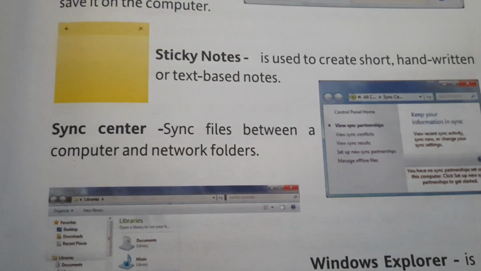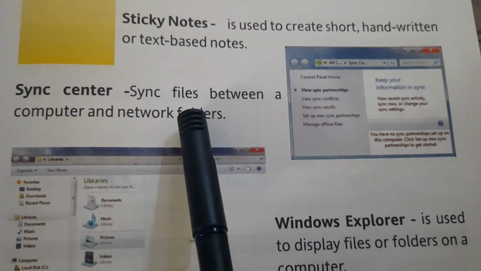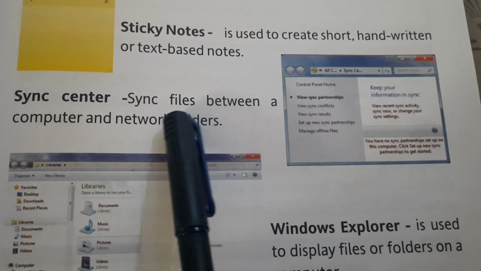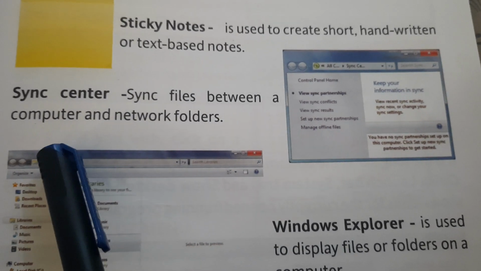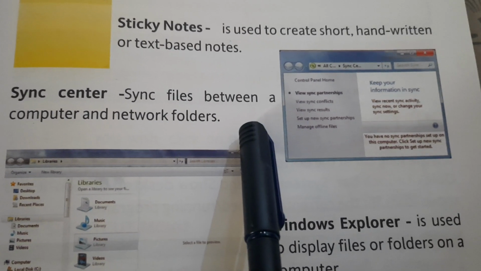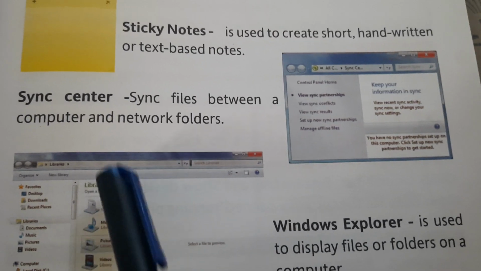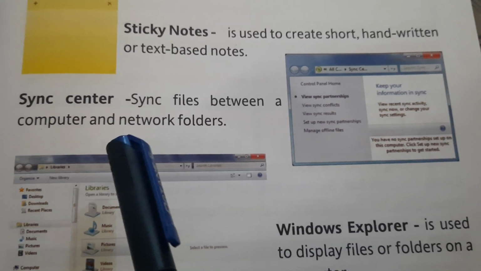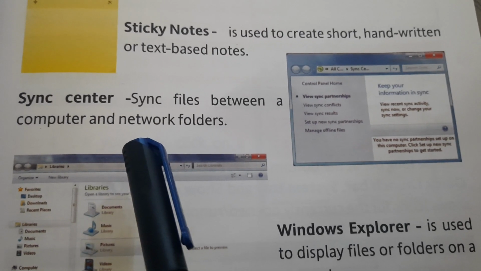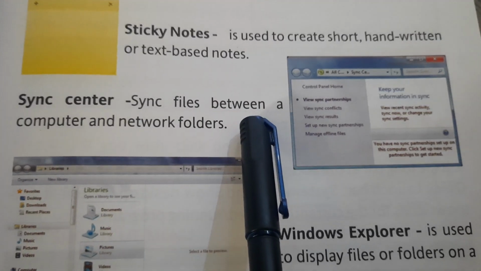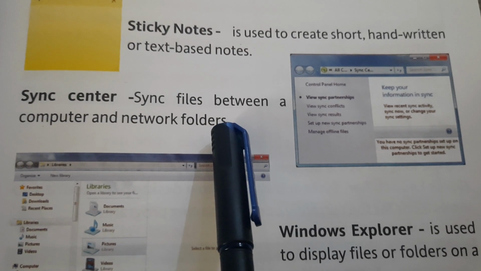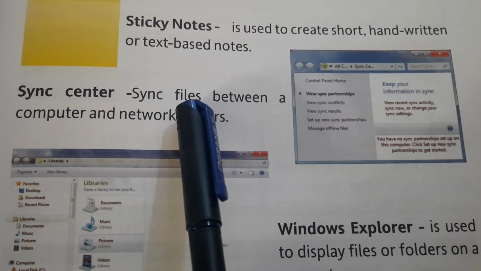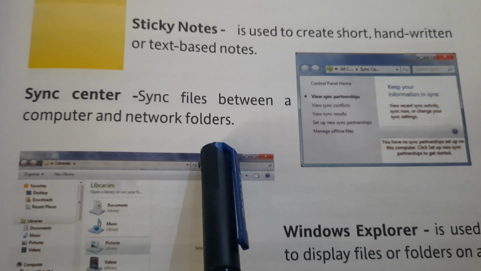Sync Center. Sync Center syncs files between a computer and a network folder. So why is it used? It is used for syncing the files between a computer and the network folder. Suppose 10 people are there in the network, and 5 of them have created another file, so they will store the files in some folders where the other people can share, and then the syncing can be done so that other people also have that file.